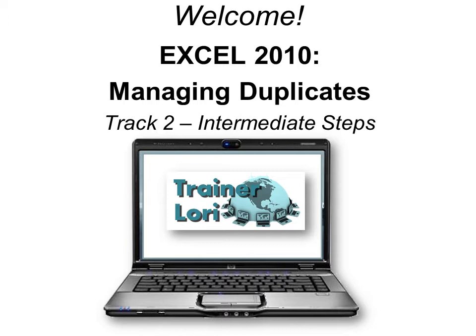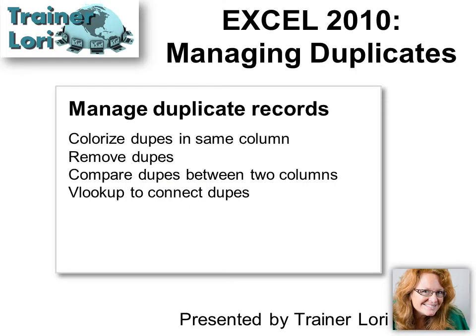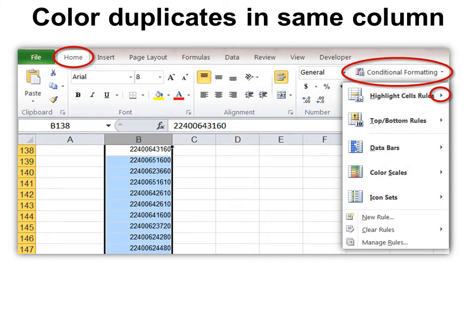I'm Trainer Lori. If we want to manage duplicate records, we're showing you ways to colorize your duplicates that are in the same column, to actually remove duplicates, and they're so easy. Both of those are very, very easy to do. To compare duplicates between two columns, which you have some more options on, and then a VLookup so that you can connect duplicates. To color duplicates in the same column, it's really easy.